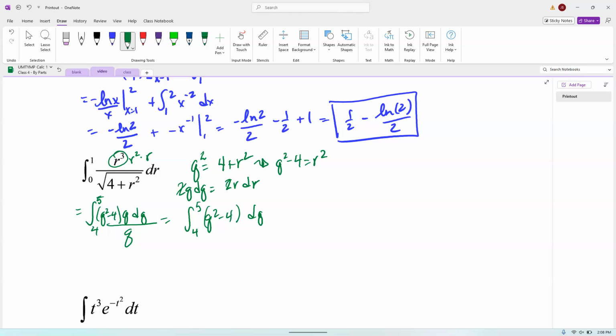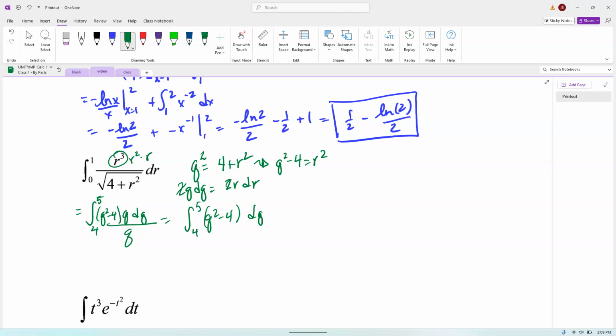So you could do integration by parts. You could select r cubed as u and then the square root as dv. You could do that, but sometimes there's other methods that can pop up that could be just as helpful. Okay, but the next one is actually a little bit more interesting.